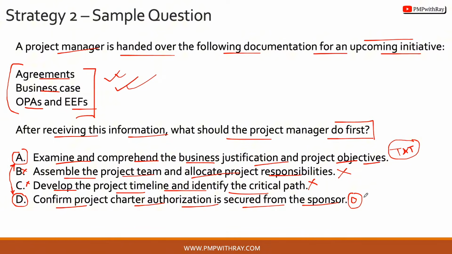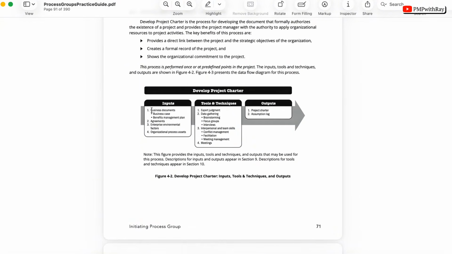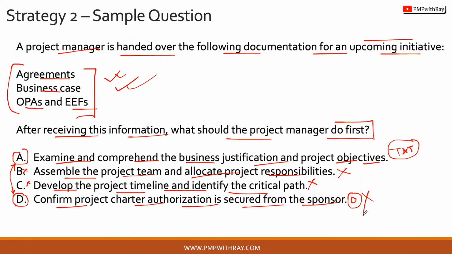Now for a second, if I go back to that actual chart, you will be able to see that once you have got your inputs, you first have to apply the tools and techniques, right? Because if you have not applied the tools and techniques, you will not be able to get the output, which is the project charter. So first you have to have a project charter to get it signed, right? Now, if you go back to the question with this context, you will be able to easily rule out option D, because the question is asking what the project manager should do first after they have received the inputs. Of course, you first have to focus on the tools and techniques, which is to examine and comprehend the business justification and the project objectives, because those are your tools and techniques to write the project charter.